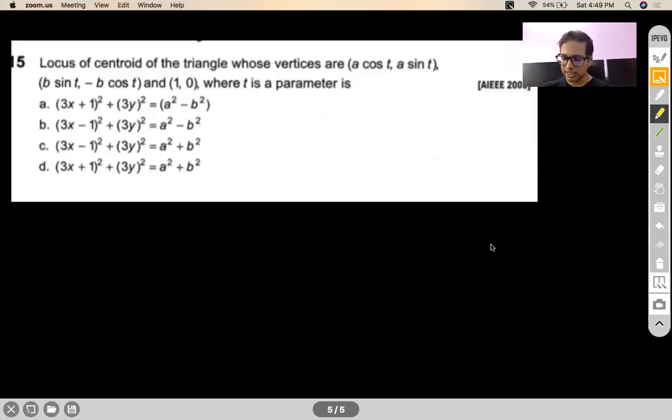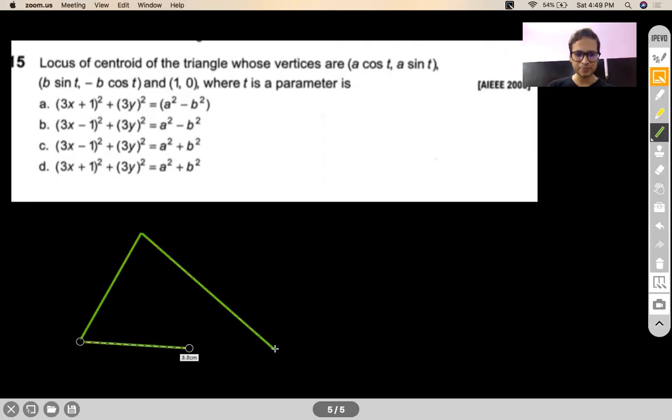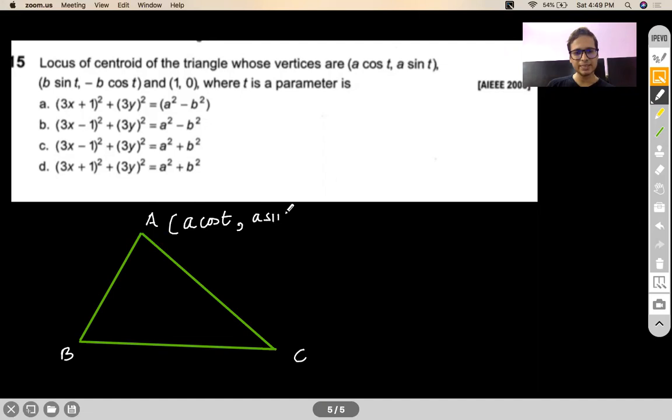See, the concept of locus comes because there is a movement of a point. In this case, you have a triangle. I'm not solving it. I'm just giving you why it is a locus question at all. So there is a triangle like this. Let's say the triangle vertices are A, B, and C. A is given to you as (a cos t, a sin t), B is (b sin t, minus b cos t), and C is (1, 0).